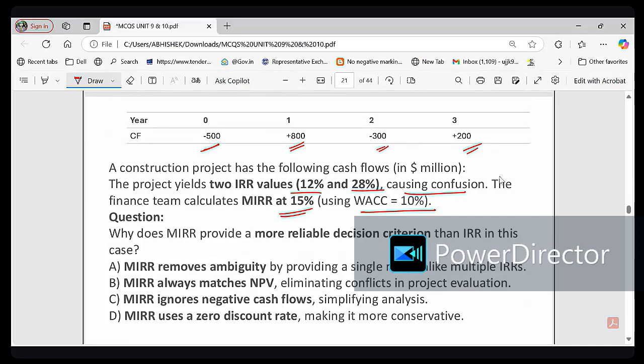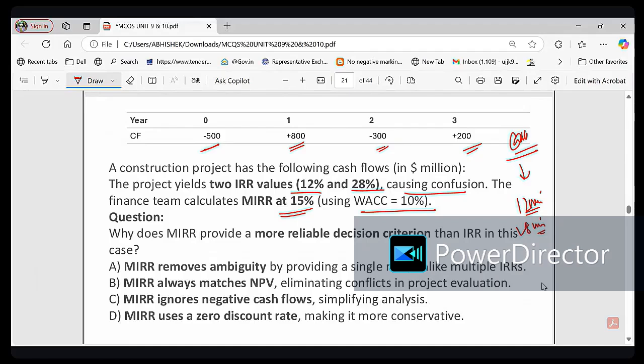Suppose you are baking a cake. You check two recipe books. One says bake for 12 minutes, another says bake for 28 minutes. You are confused. Will it be undercooked or burned? That is what happens with multiple IRR, right?